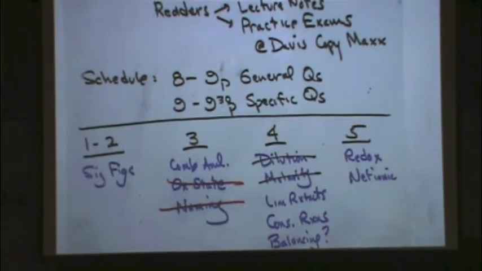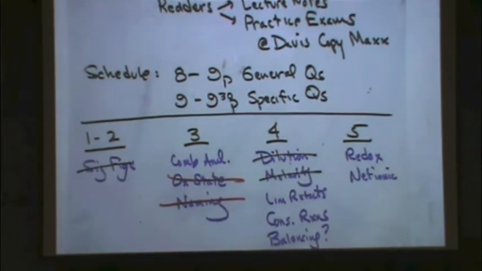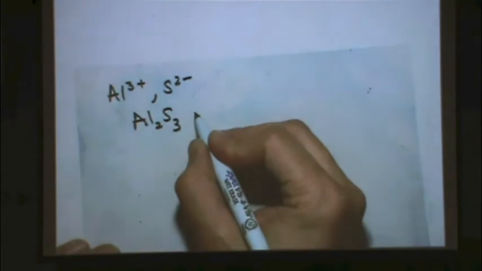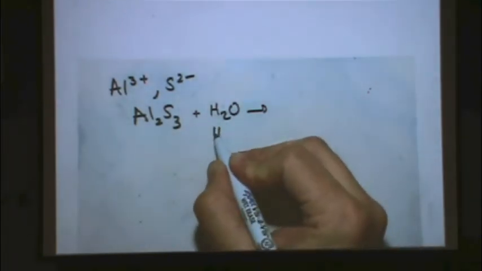Okay, what else? Let me see if I have an example of limiting reactants that we want to try. And maybe I'll go there if I can find one. Okay. We're going to go to a limiting reactants example here. Aluminum sulfide. So you need to figure out that aluminum sulfide, because these two ions would look like this, Al2S3, reacts with water. And in this example, they don't ask you to write the products, they just give it to you, but let's write it out. Remember, water is HOH.